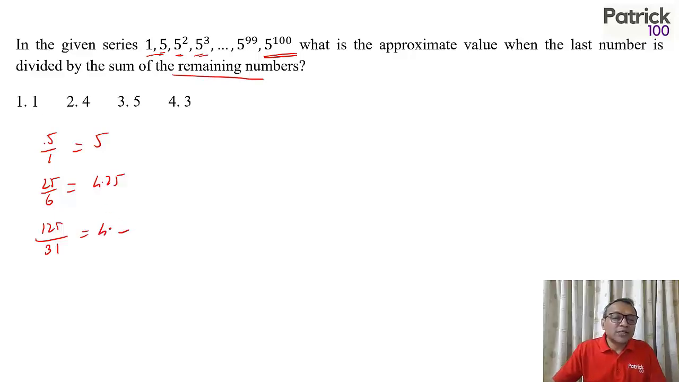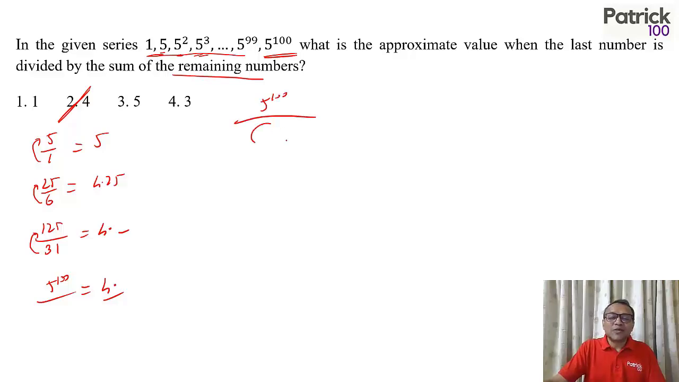Now if you notice, each one here is a multiple of 4 plus 1, multiple of 4 plus 1, multiple of 4 plus 1. So it will always be a multiple of 4 plus 1, so it will be 4 point something. Even if I take 5^100 divided by all the numbers, it will be 4 point some small number. So 4 is the answer, second option. You can make out a pattern, it comes closer to 4. You can use sum of GP for 1 to 5^99, and then divide 5^100 by the sum of GP. You get the same answer. Right?